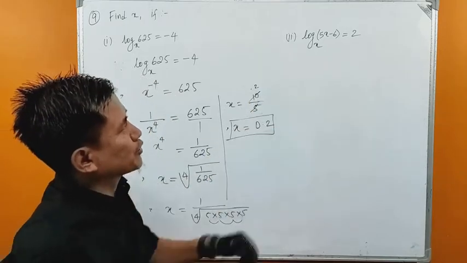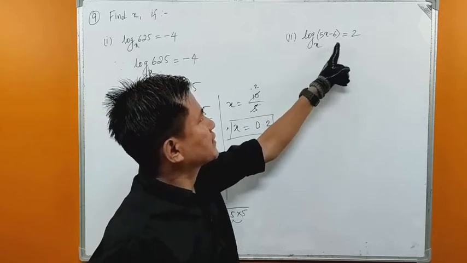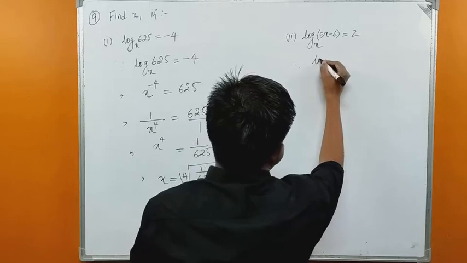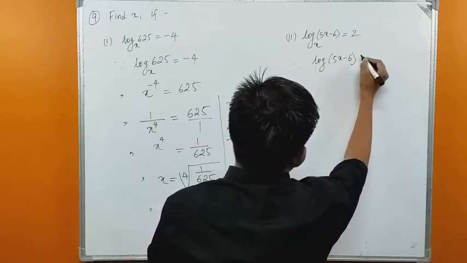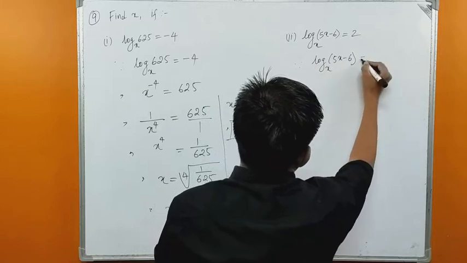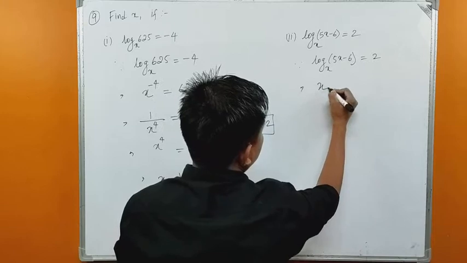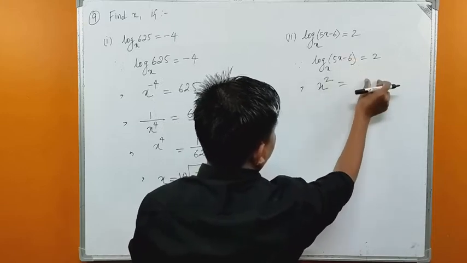Now let us do question number 2. Log of 5x minus 6 to the base x equals 2. Let us rewrite this question. Log of 5x minus 6 to the base x equals 2. Now let us convert this to exponential form. x to the power, this 2 comes here, equals this 5x minus 6. Okay?